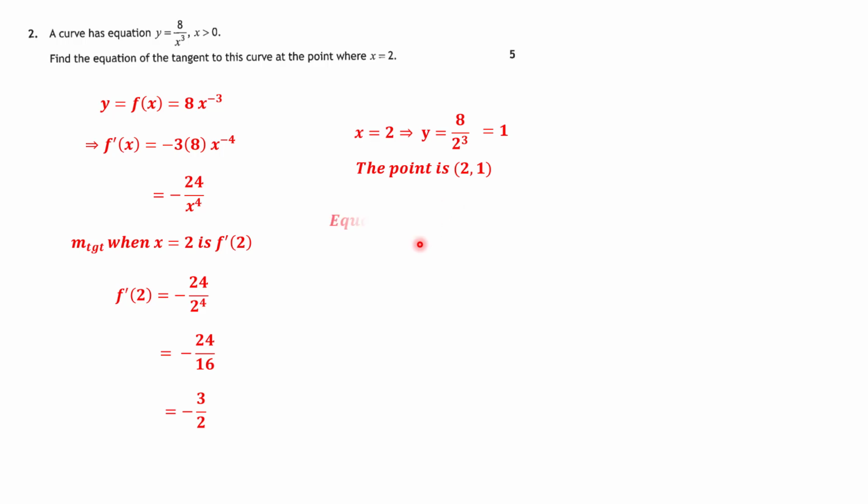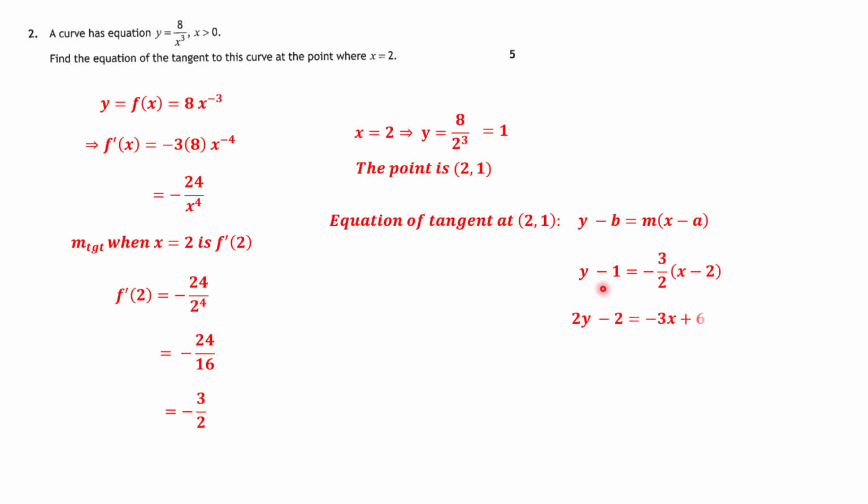To find the equation of the tangent, we say equation of tangent at this point 2, 1 will be y minus b equals m times x minus a. We have the m here and we've got the point there, so we say y take away 1 equals negative 3 over 2 times x take away 2. The next step is to multiply the left hand side and the right hand side by 2, so we get 2y minus 2 equals, and then multiply by minus 3, minus 3x plus 6, and then we tidy up and say 3x plus 2y take away 8 equals 0, and that's worth 5 marks altogether.